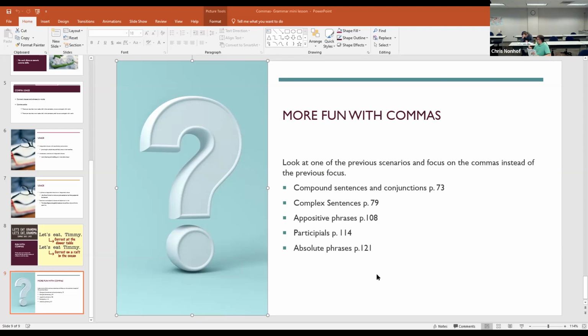Okay. So I chose to do the complex sentences on page 79, and I just did the first scenario. So I'll give you a little background. It was how you're trying to get out of your family's plans to go hang out with your friends. So I said, do you want me to tell you every time I use a comma? Sure. I use my finger.